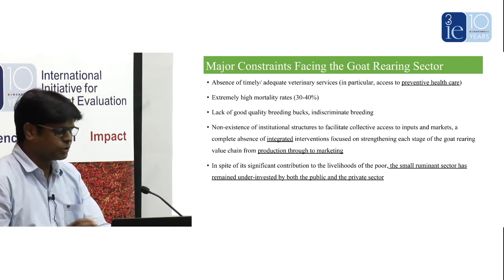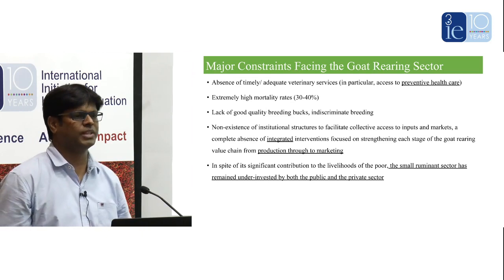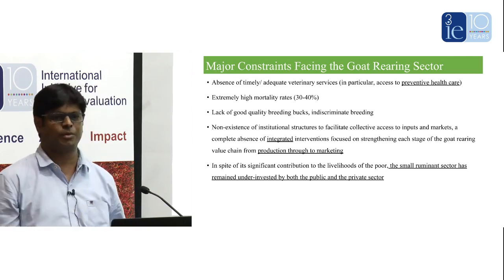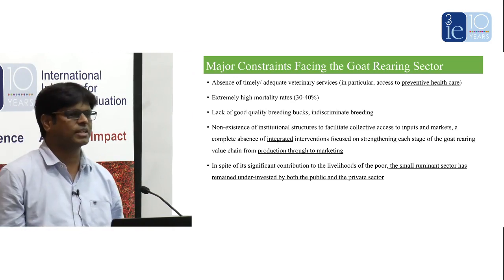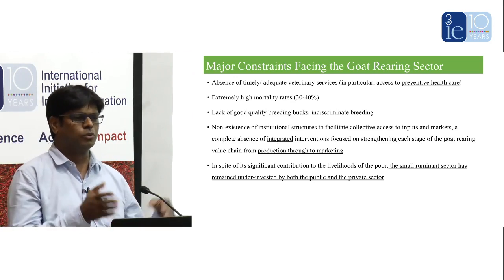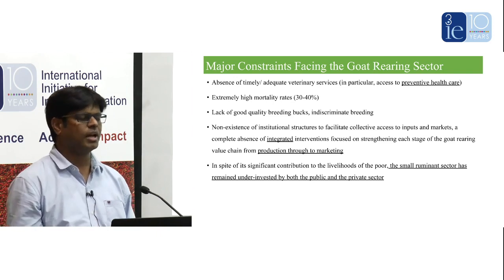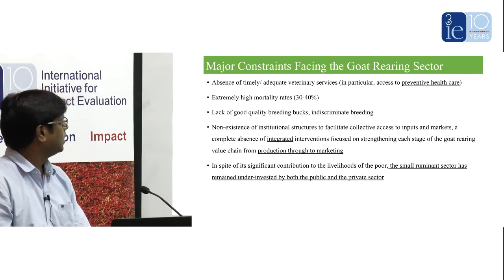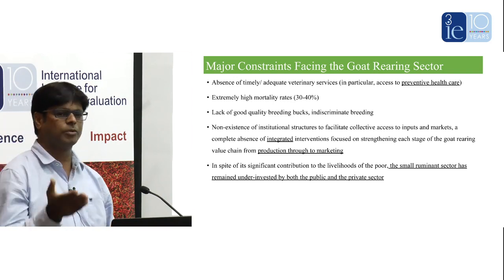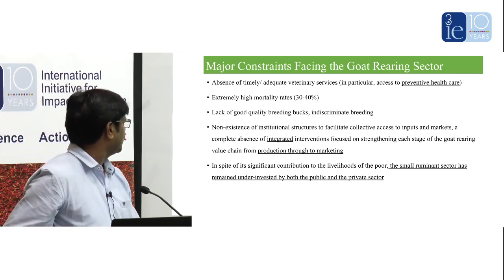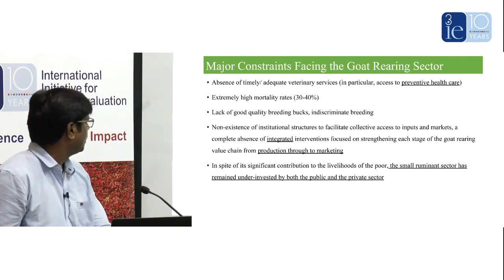Similarly, there was no existence of an institutional structure for goat-based livelihood. Although there are SHGs, the goat rearing sector has not been put together through an institution, and that definitely impacts the integration of the whole value chain, and that will also impact the income of the household. So that was one of the assumptions and one of the constraints we found.